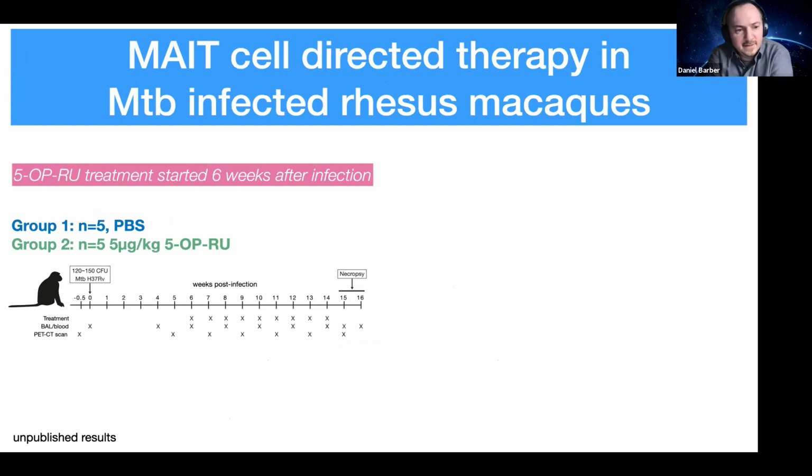So that was exciting enough for us that we decided to follow up on this in non-human primates because there's really a lot of key differences between MAIT cells in mice and monkeys. For example, in a mouse, MAIT cells are primarily CD4 CD8 double negative, and they make IL-17. In monkeys and humans, MAITs are primarily CD8 positive and make interferon gamma. So it's almost like Th17 versus Th1 kind of cells. And so we wanted to ask if this would work in a macaque. So we did a very similar experiment. We infected the monkeys, and then we waited till 6 weeks post-infection, and we started injecting them with 5-OPRU.